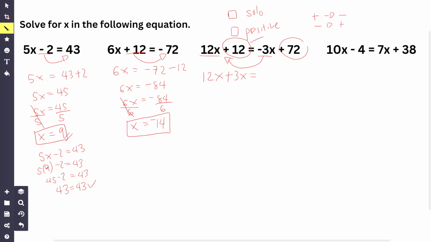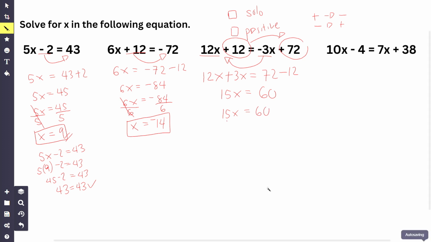So this 12 doesn't have x, right? So what do we do? Just transpose it to the other side. I will just retain the 72. However, what will happen to positive 12? If we transpose it from left to right, it will become negative 12. I hope this one is still clear with you. Now, let's continue. What is 12x plus 3x? That is 15x equals 72 minus 12. That is 60. Again, I will just copy this one for the sake of computation.